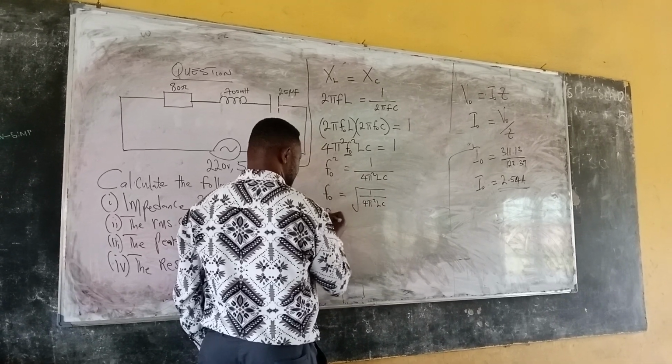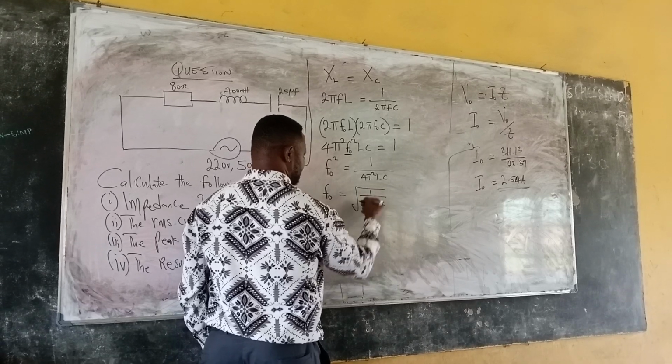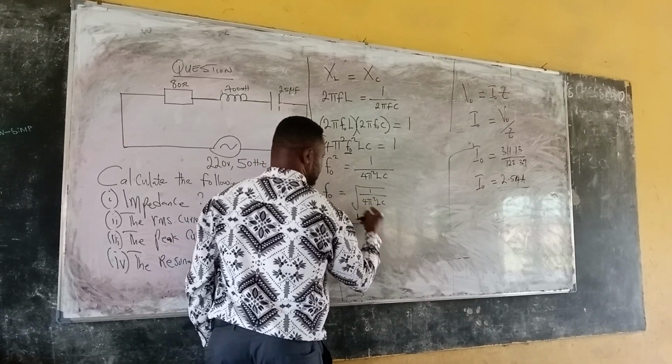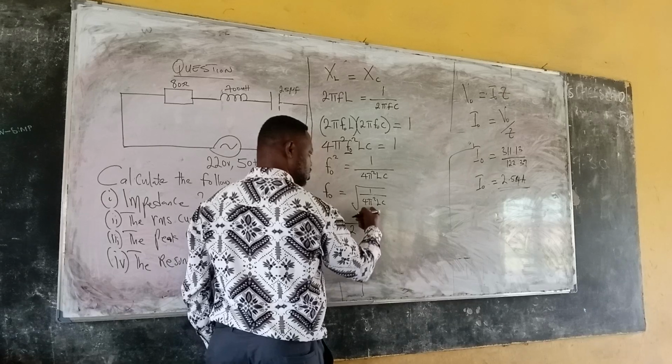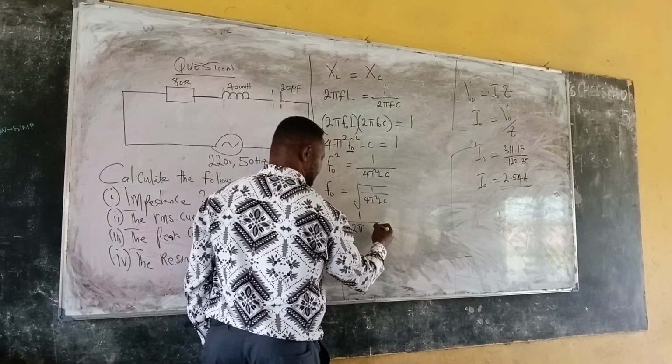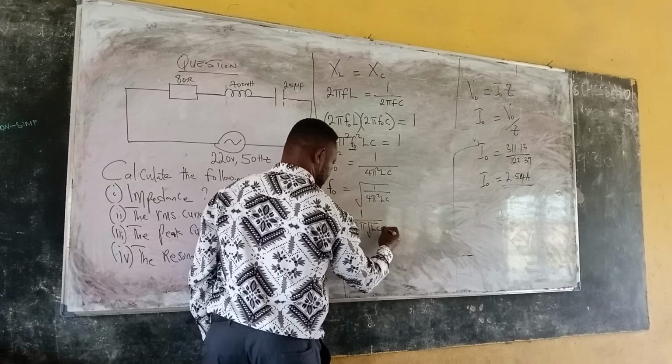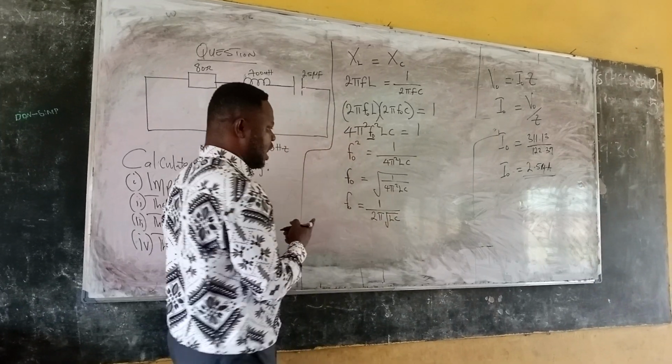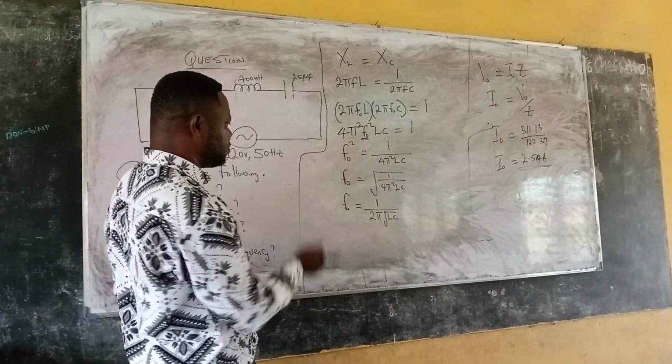So our F naught will be given as: the square root of 1 is 1. The square root of 4 is 2. The square root of pi squared is pi. The square root of LC remains square root of LC. So this is the equation for our resonant frequency. And now substitute the values.